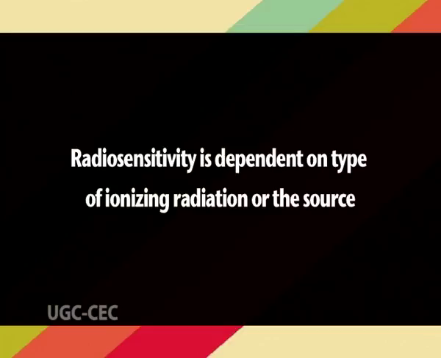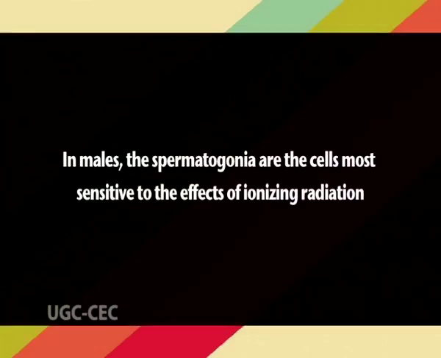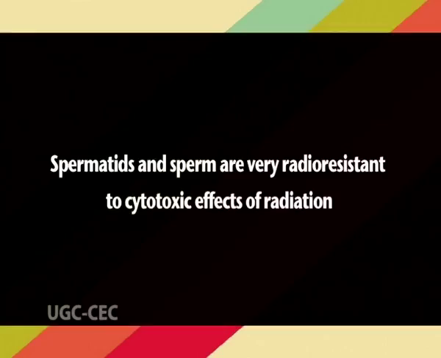This radiosensitivity is dependent on the type of ionizing radiation or the source. Specific cells in the reproductive tract of both males and females replicate at accelerated rates, making them more at risk to the effects of ionizing radiation. In males, the spermatogonia are the cells most sensitive to the effects of ionizing radiation. These cells are the germ cells responsible for producing spermatocytes and later spermatids and mature sperm. Spermatids and sperm are very radioresistant to cytotoxic effects of radiation.